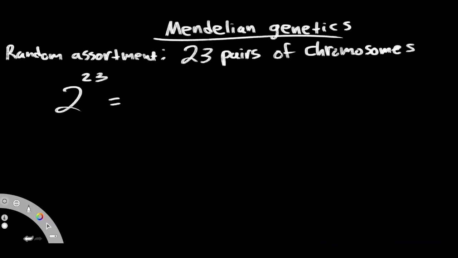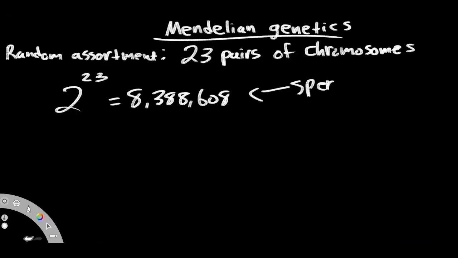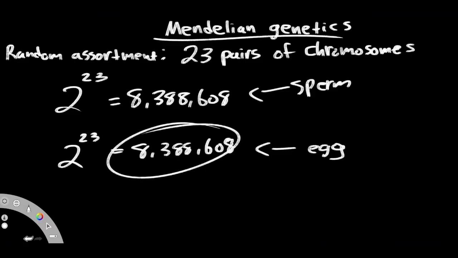That gives you a number of 8,388,608 combinations, right? Again, this is for the sperm or the egg, whichever one you're talking about. So let's say this one is for the sperm. What is the possible number of combinations for an egg then? Well, it would be the same thing. So again, a pair to the power of the possible combinations. So it would be 2 to the 23, and it would be the same number, right?